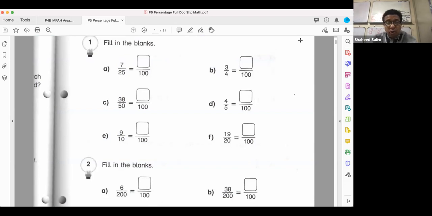Umaira, well done for E. Shalina, this time you need to divide. Okay? 200, how do you make 100? You divide by what number? You can do it, Shalina. Well done, Izzat, for A.